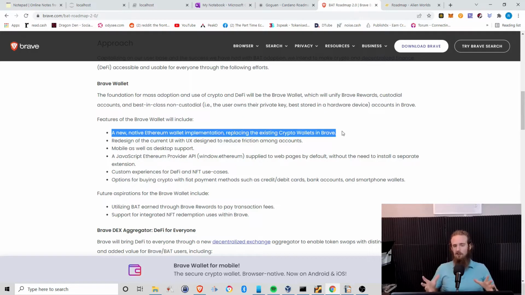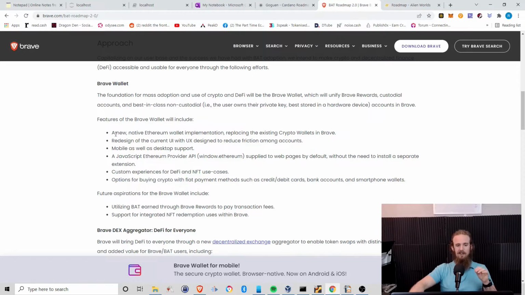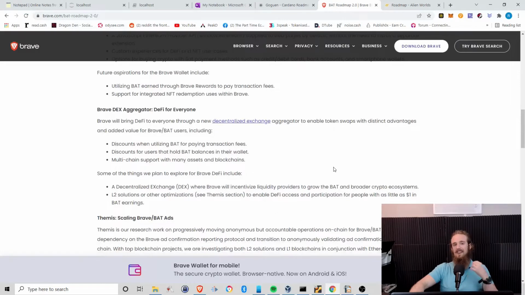So in a cryptocurrency white paper, we might be saying we're going to focus on enabling better Web3 integration. We want to help cryptocurrency become better for online commerce. That's good. But within the roadmap, we're listing very specific things. So, hey, we're introducing a new native Ethereum wallet implementation into Brave. Okay, that makes sense. That's very specific. We're going to give people options for buying crypto with fiat payment methods. Again, very specific. It's a tangible thing that they're introducing.